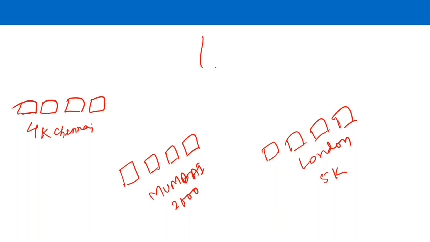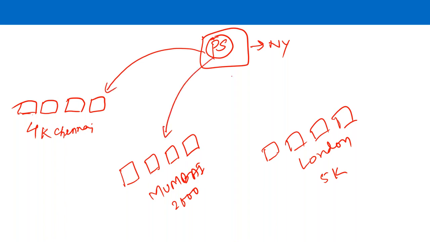So from SCCM, what you can do, for example, your headquarter is in New York. So what will you do? You will install a primary site in the headquarter. Generally, we install the primary site in the headquarter, but it is not mandatory. You can install it in another location as well. Now, from the primary site, you can remotely manage, basically SCCM is what? Instead of primary site, let me just type in SCCM. So from SCCM, you can manage these devices.